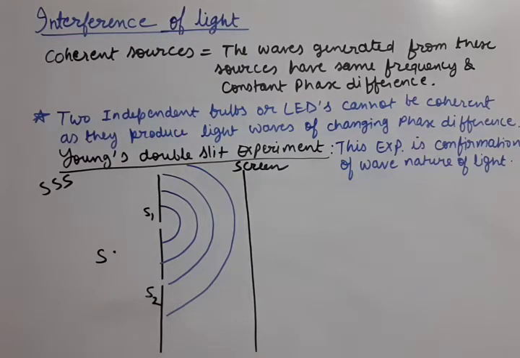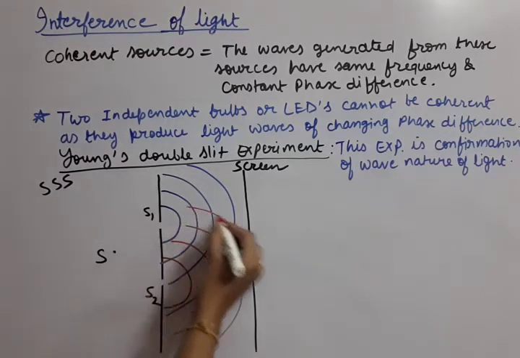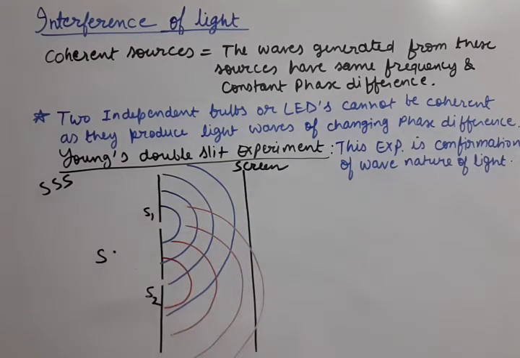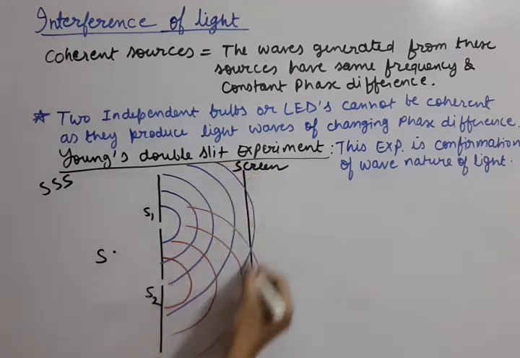Now I am taking the wavefronts in a different color from the second source. This is also a second source of light. From here also spherical wavefronts will be generated. This way. Okay, so what will happen if we keep on making such wavefronts and they reach the screen?